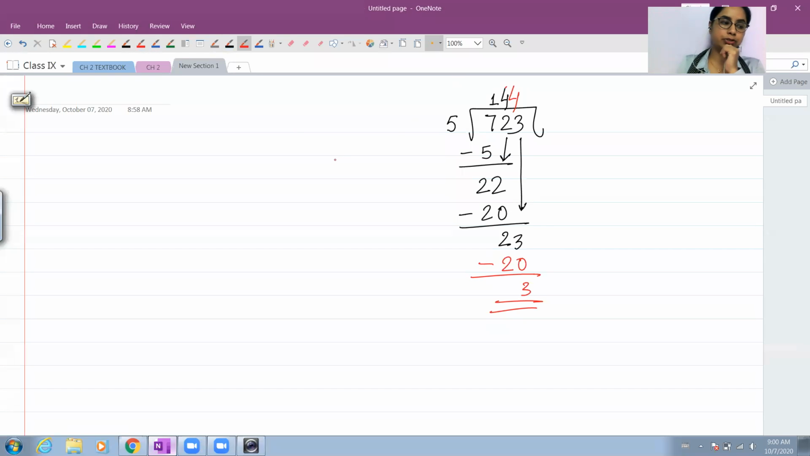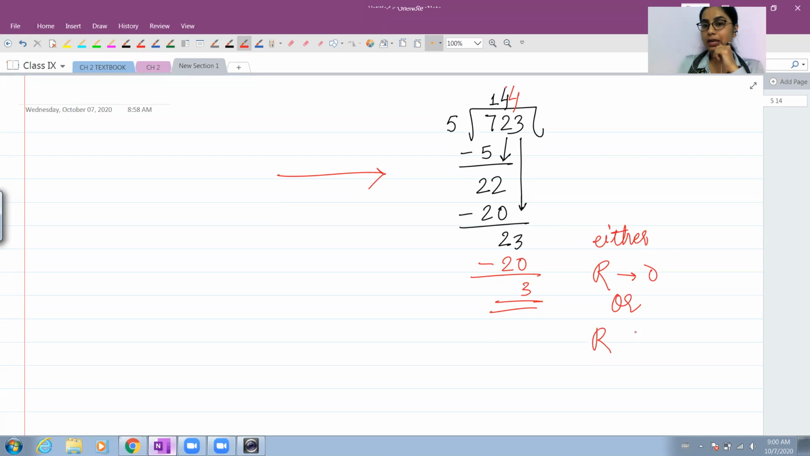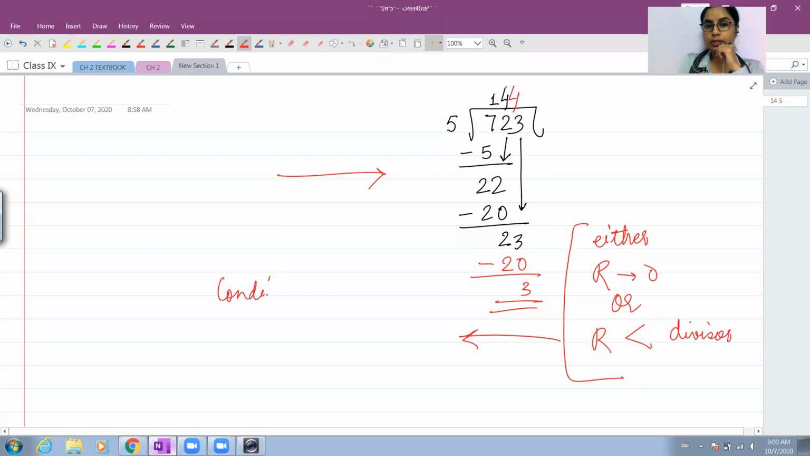There are certain conditions which are applicable to the division that you perform: either the remainder is 0, in which case your division is complete, right? Or the remainder is less than your divisor. Along with this, there is a condition that needs to be satisfied: your dividend should be equal to the product of divisor and quotient, with the remainder added to it.